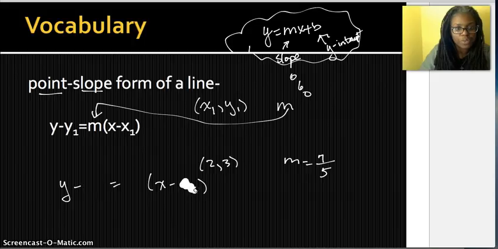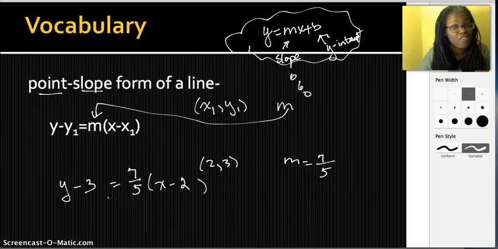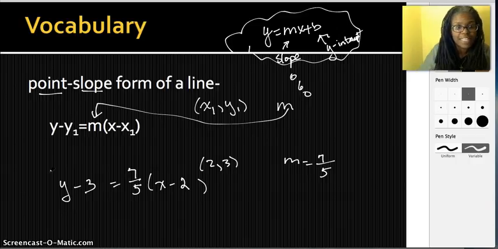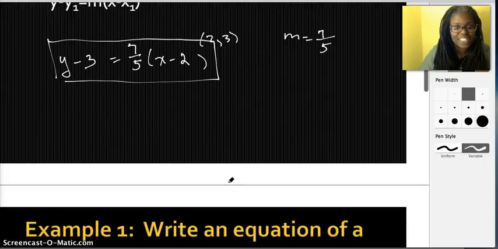So what I would do is replace 2, since this is the x term, would go here. 3, since this is the y term of that point, goes there. And my slope 7/5 goes here. And I have now very quickly, with this point slope form, created the equation of a line. So that's why it's so helpful and that's why it's so neat. So that's what we're going to talk about and use today. So let's look at our first example.